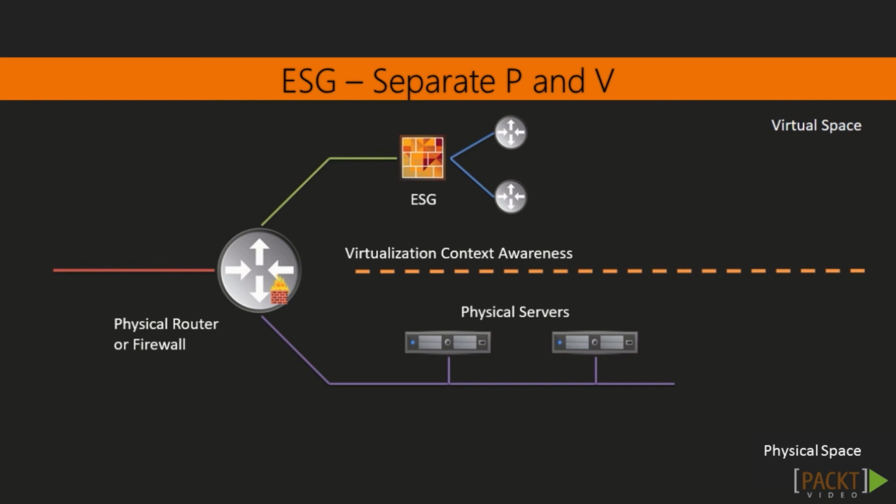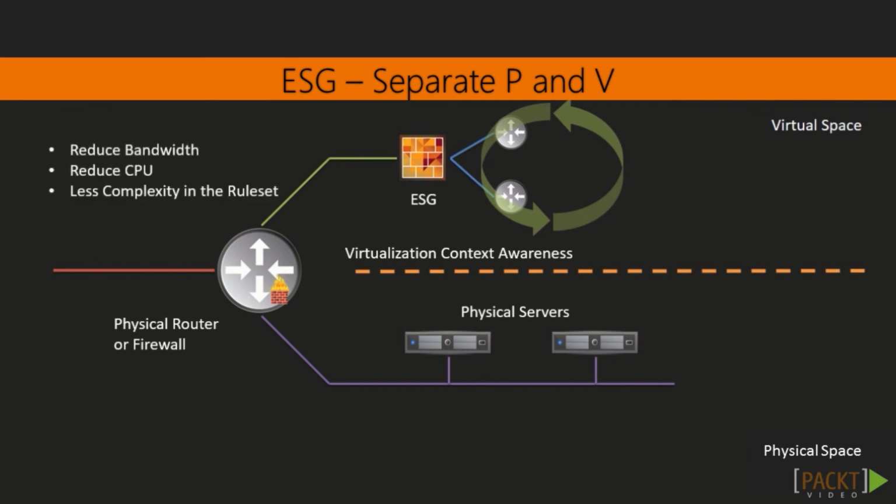Firstly, we have the virtualization context awareness, which allows us to add rules based on networks or different objects inside the vCenter server inventory, as we have seen in the previous slide. So we keep the whole traffic within the virtual space. If two virtual machines need to talk to each other, we keep the whole traffic behind the ESGs, and that leads to a massive reduction of bandwidth usage on the physical device.